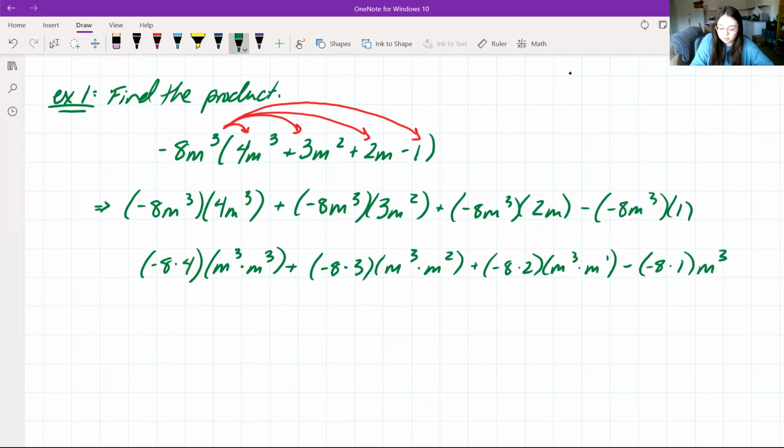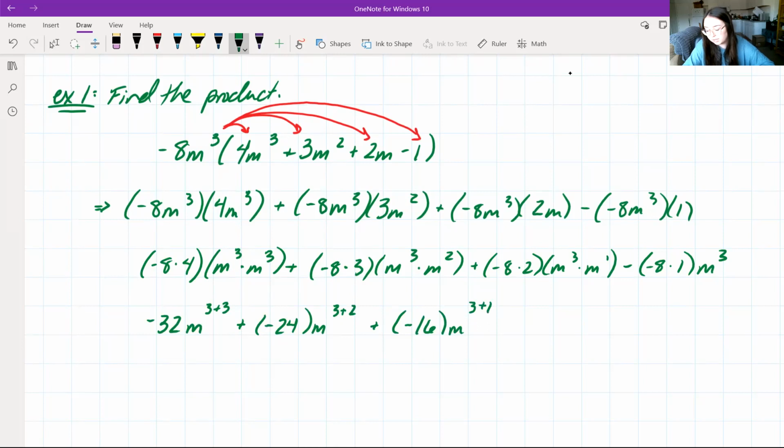So we're going to multiply our coefficients. Negative 8 times 4 is going to give us a negative 32. And we add our exponents of our variables. So we have m to the power of 3 plus 3, plus negative 8 times 3 is going to be negative 24. M to the power of 3 plus 2. Negative 8 times negative 2 is going to give us negative 16. M to the power of 3 plus 1, minus a negative 8m to the power of 3.